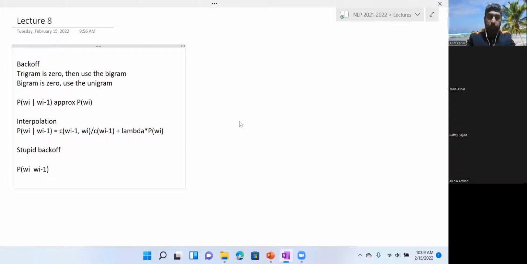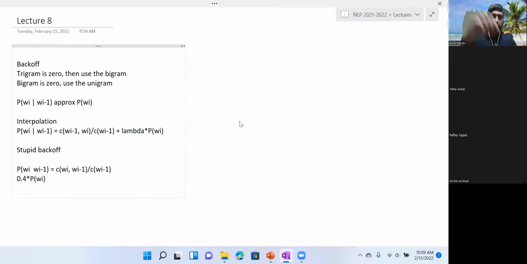So for example, you want to find wi given wi minus 1. If the count is not 0, then you do it in the standard way, which is c of wi minus 1, wi divided by c of wi minus 1. If this value is 0, then you estimate it with a constant which you have to determine, but this constant will remain the same, usually around 0.4, times the probability of wi. Meaning that for this constant, this lambda, you don't need to estimate it every time for every data set, just fix it.